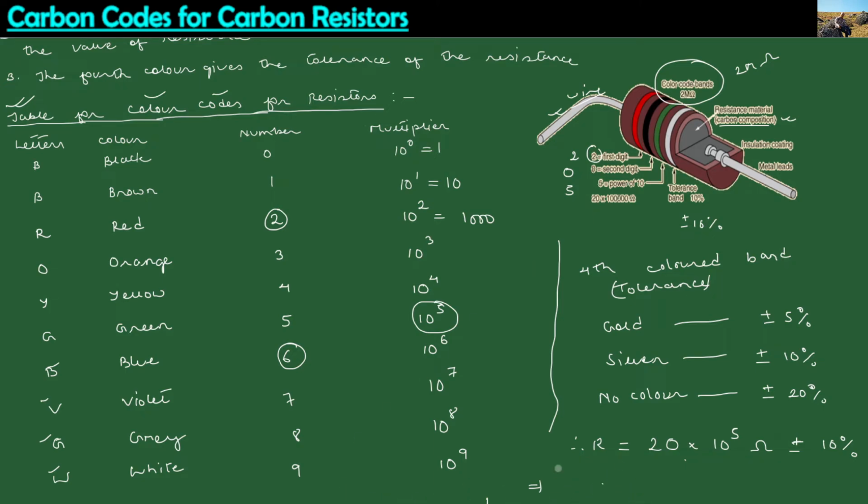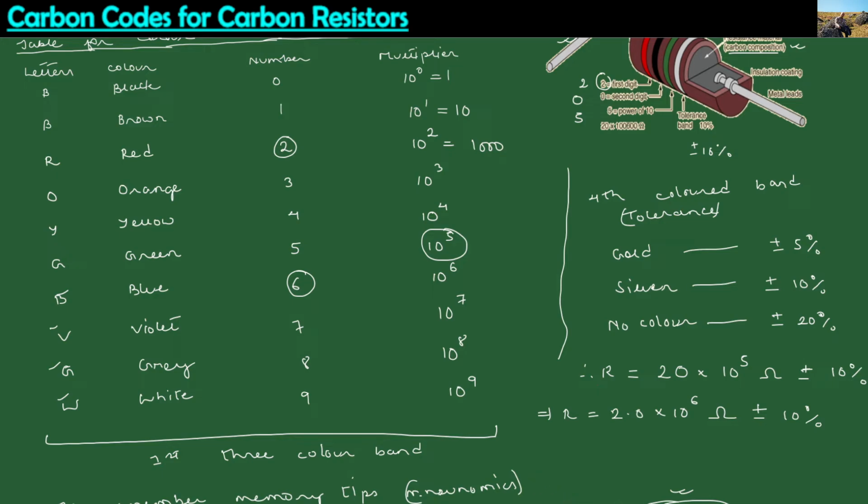This value of R, the total resistance of the given carbon resistor, is given as 2.0 into 10 to the power 1 into 10 to the power 5. But 10 to the power 1 into 10 to the power 5, how much is the value? It will be 2.0 into 10 to the power 1 into 10 to the power 6 ohms plus minus 10%. What is this 10 to the power 6 ohm? It is 1 mega ohm. So finally, the value of R will be 2.0, or we can write 2 mega ohm plus minus 10%.